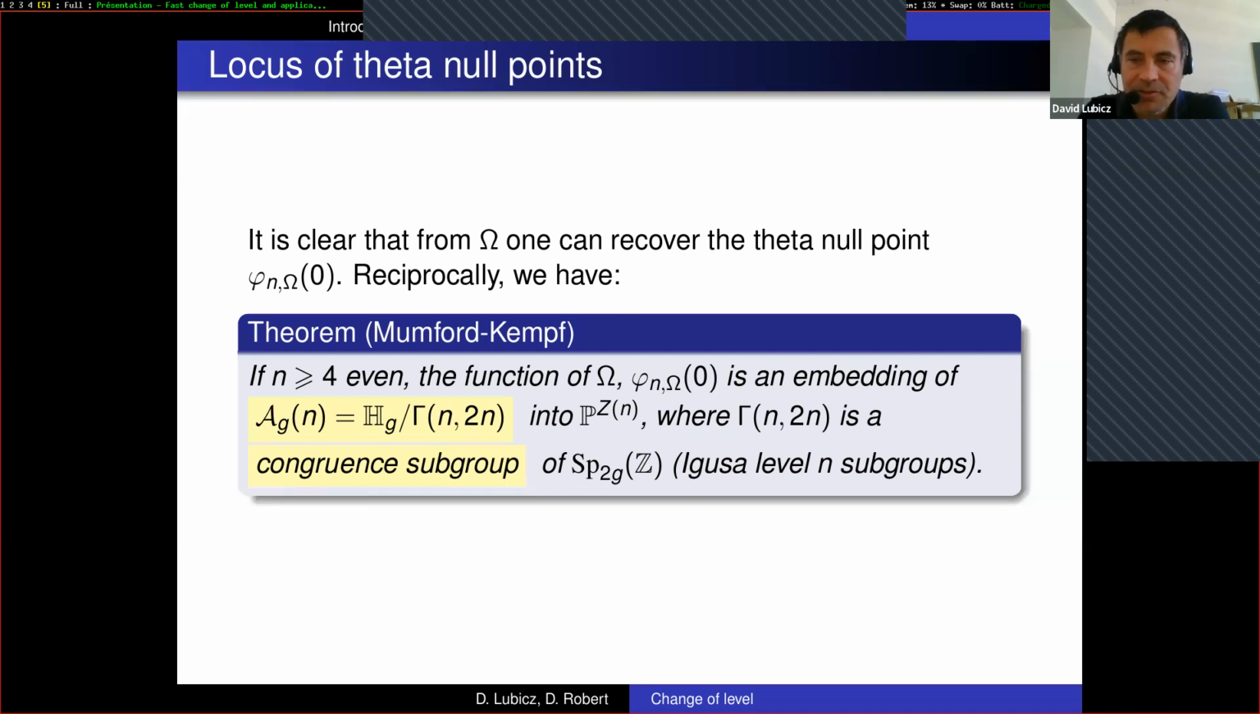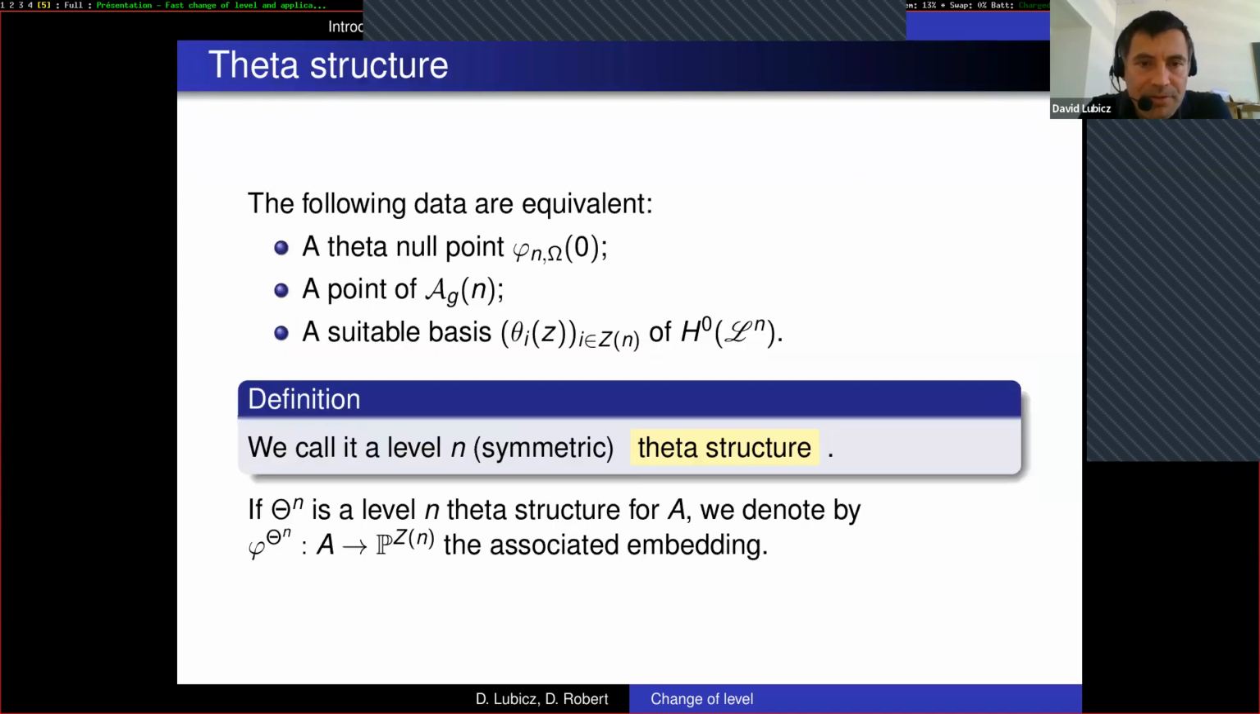And so it means that the data of a theta structure gives you not only the abelian variety, but also a polarization for this abelian variety, and also a level n structure on this abelian variety, and some extra information that I do not detail here.